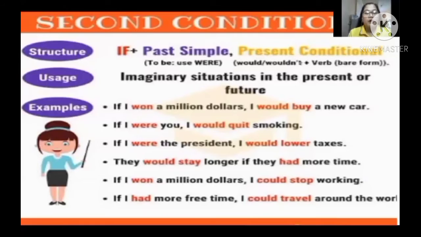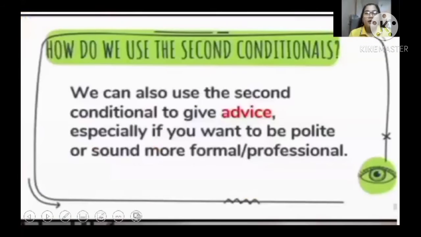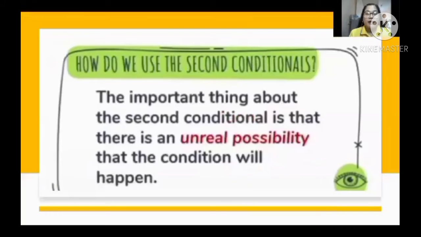So what are the other uses of the second conditional sentence? We can also use the second conditional sentence to give advice, especially if you want to be polite or sound more formal or professional. The other important thing about the second conditional sentence is that there is an unreal possibility that the condition will happen.